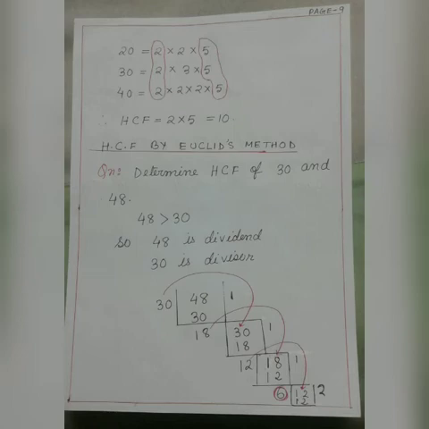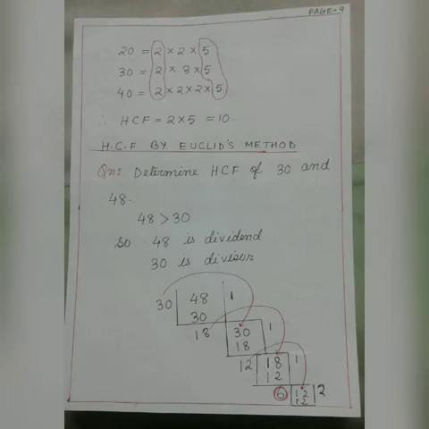If I find the prime factors of 20, I get 2 into 2 into 5. If I find the prime factors of 30, I get 2 into 3 into 5. If I find the prime factors of 40, I get 2 into 2 into 2 into 5. So I write 20 equals 2 into 2 into 5, 30 equals 2 into 3 into 5, 40 equals 2 into 2 into 2 into 5.